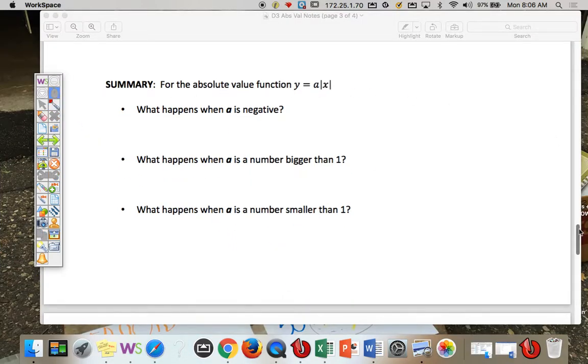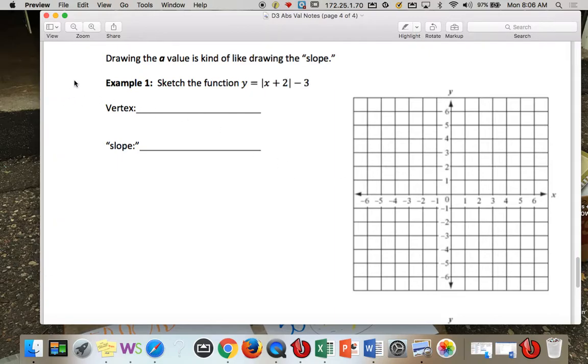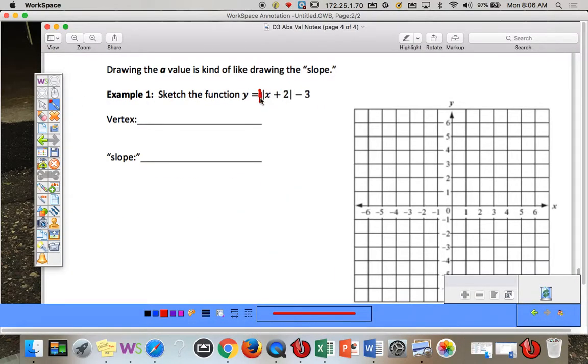So now let's look at how we'd actually graph that. Drawing the A value. The A value is the number in front, so here the A value is 1. It's kind of like drawing the slope. So first of all, what's the vertex? This shifts left 2, down 3, so -2, -3 is right here. And then the A value is like the slope. So the slope is 1. It means from the vertex, we're going to go up 1 over 1 in each direction.